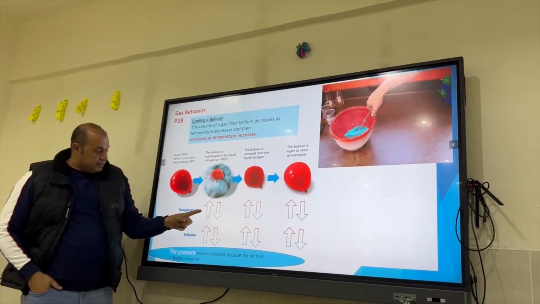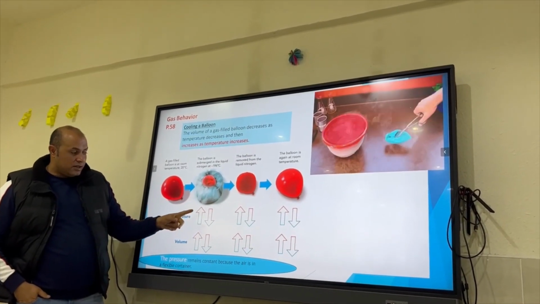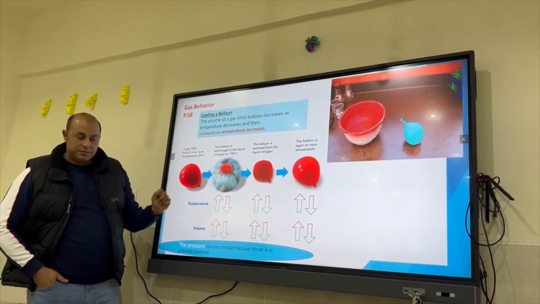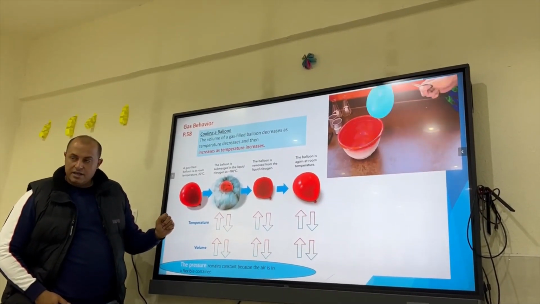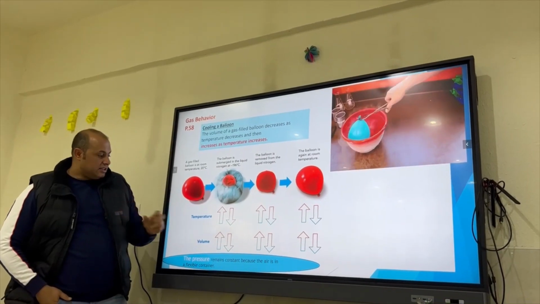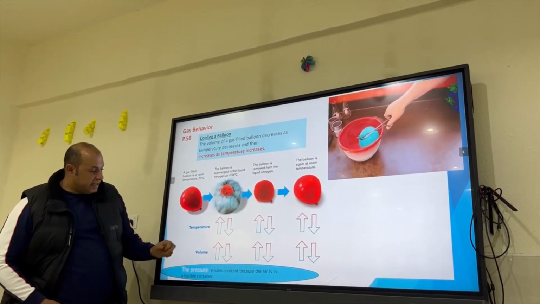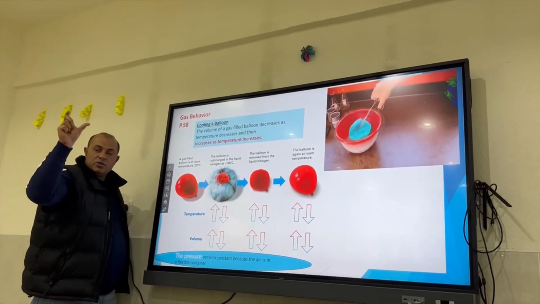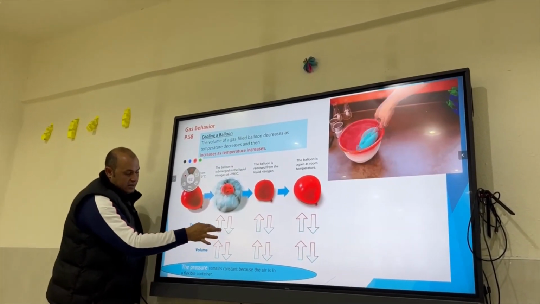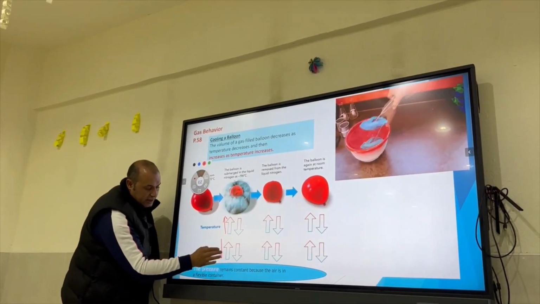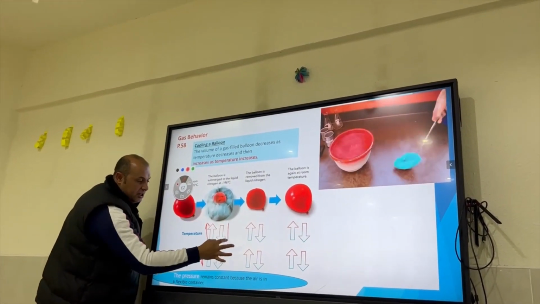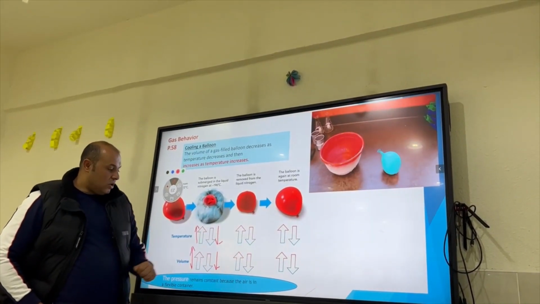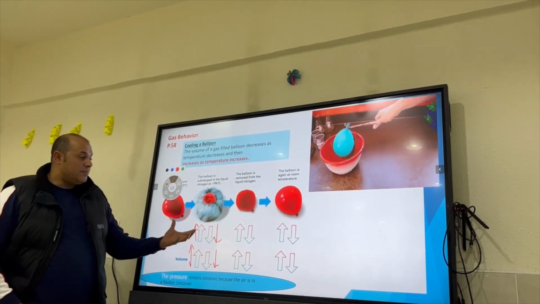So here, temperature increases, volume increases; temperature decreases, volume decreases. When the arrow points up, it means increases. So temperature increases, volume also increases. Temperature decreases, volume decreases, and so on. But in this case, what about the pressure?